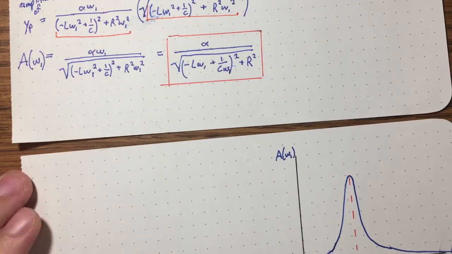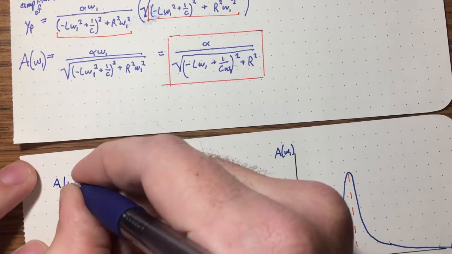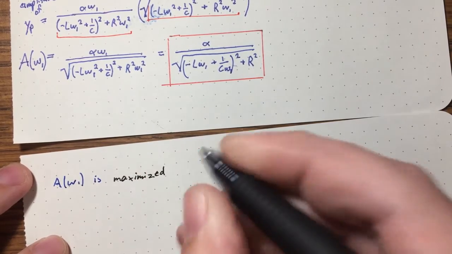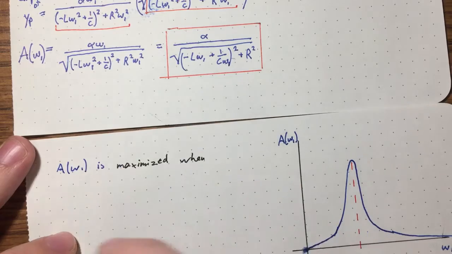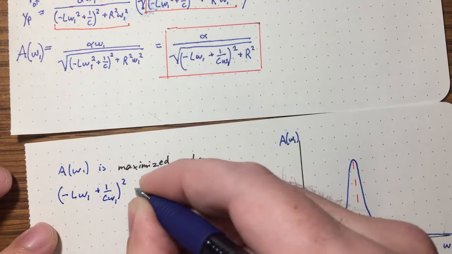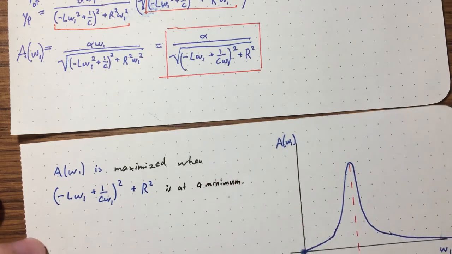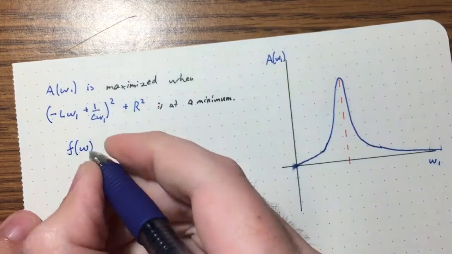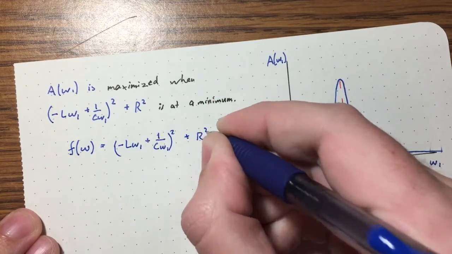So let's note that the numerator is a constant. And so this will be at a maximum exactly when the denominator is at a minimum. So let me write that. This function is maximized when this denominator is at its minimum. You can even get rid of the square root, so you can just say when the thing inside the square root is at its minimum. So let me get rid of the square root. We want to minimize this function here. Let's give this a name. So here's our denominator.